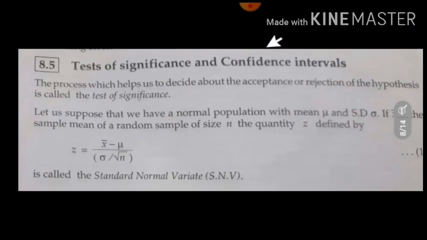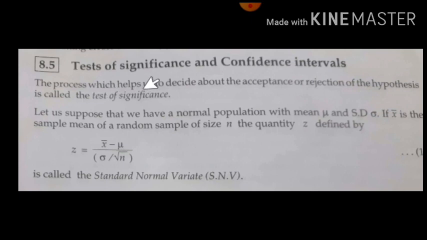So as I said, confidence interval. I am confident in which interval the hypothesis I have made is correct. So when 5% is the rejection, then how confident I am to accept the hypothesis is 95%. Yes or no? So the process which helps us to decide about the acceptance or rejection of the hypothesis.